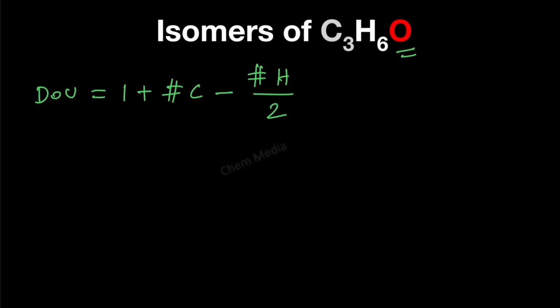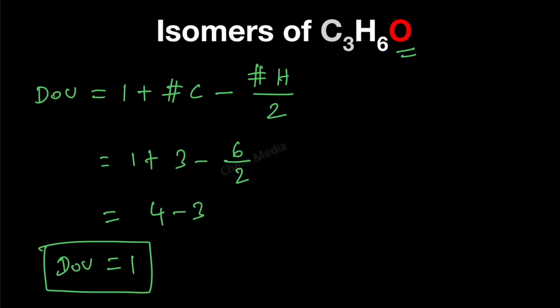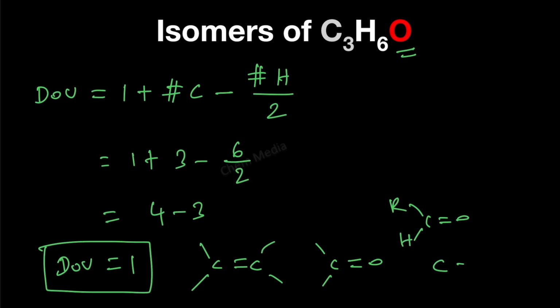Therefore, we don't have to worry about that. This means 1 plus 3 minus 6 by 2. Therefore, 4 minus 3 and that is equal to 1. This means the structure can either have a carbon-carbon double bond or it can also have a carbonyl group. That carbonyl group could either be an aldehyde or it could be a ketone. Both the possibilities are there.